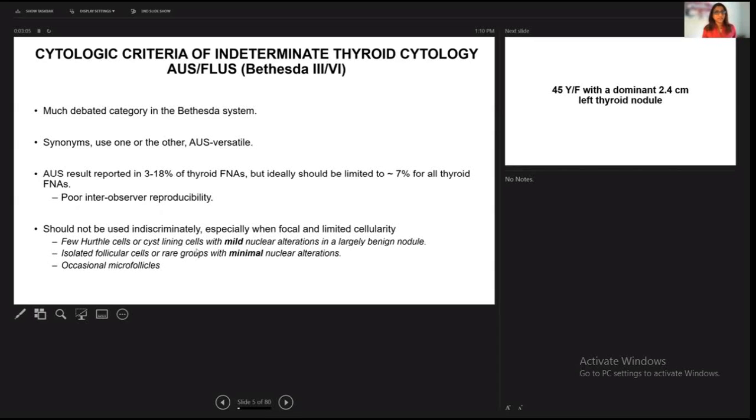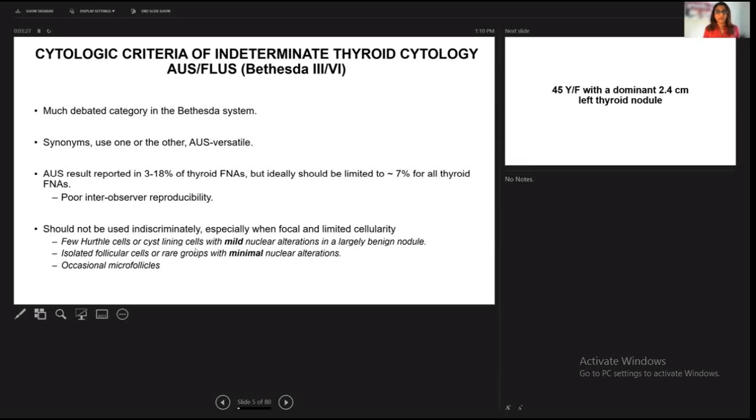So let's start with the first category, which is the AUS/FLUS, which in the Bethesda system is Bethesda 3 of 6. It is probably the most debated category in the Bethesda system. And the reason is it's also one of those categories which has the least inter-observer reproducibility.